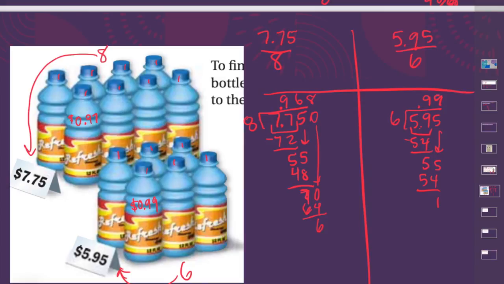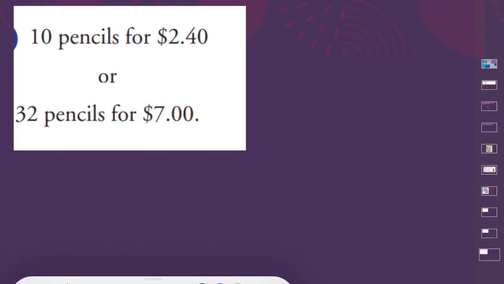So the better deal is 8 units for $7.75. You're saving 2 cents per bottle when you go with the first option here. So just to recap what we did, we found the unit price for each situation, and then once we had the price per one bottle, we were able to make that comparison and see which was the better purchase.